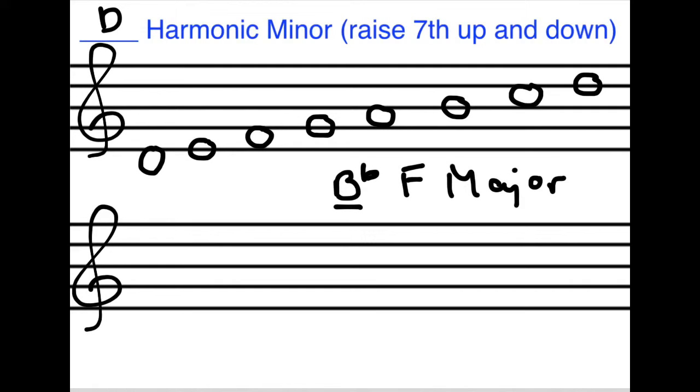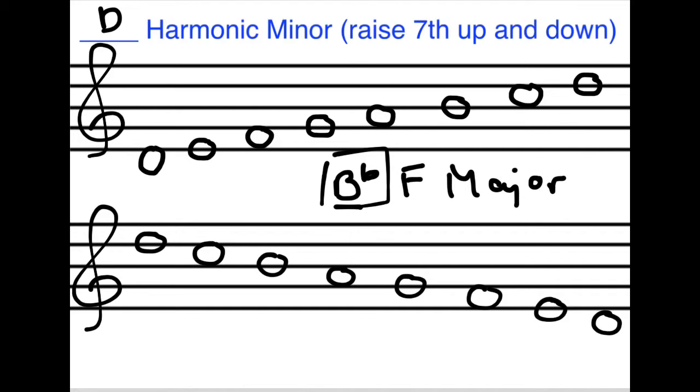Okay, so that's D up to D. And again, descending, every line and space must get something. So once you've done that, then you do the same thing as before. Add in whatever your accidental from the key signature is first. So do that first. So you put in your B flat. There we go. That's it going up and going down.